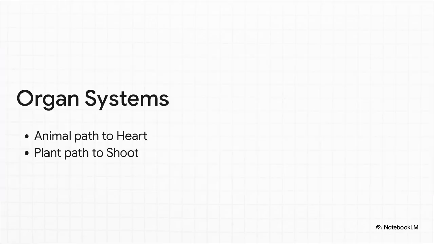Let's track that path concretely. In an animal, a single microscopic muscle cell joins others to form muscle tissue. That tissue combines with nerve and blood tissues to form a functioning organ, the heart. The heart works with blood vessels to create the circulatory system, which, alongside your nervous and respiratory systems, creates you, a human being. In a plant, a single palisade cell joins others to form mesophyll tissue. That tissue builds an organ, like a leaf. The leaf joins the stem and buds to make the shoot system, which ultimately results in a complex organism, like a fern.